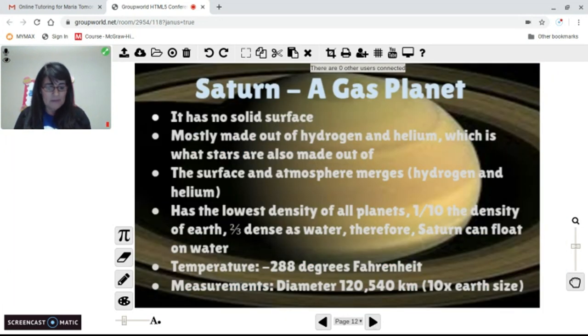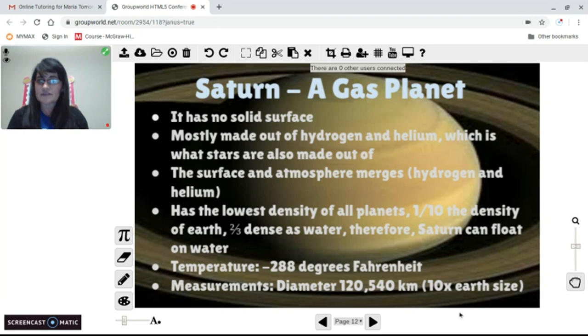So another question is, is it considered a rocky planet or a gas planet? Well, Saturn, a gas planet. There you go, you're answering the question. What is the composition of the atmosphere? We answer all those. What are your planet's measurements? And maybe some more information about the composition.